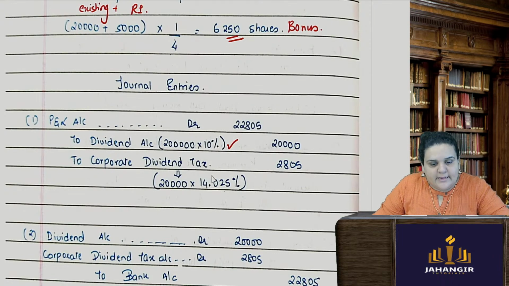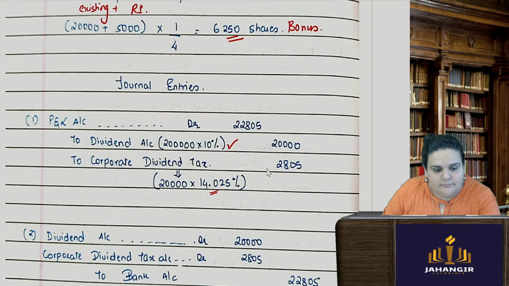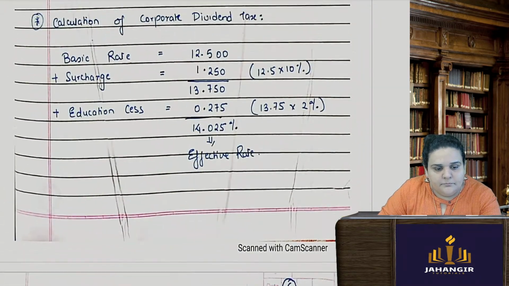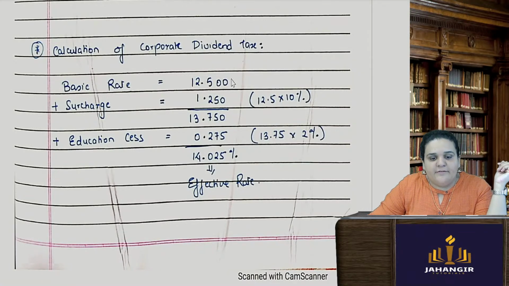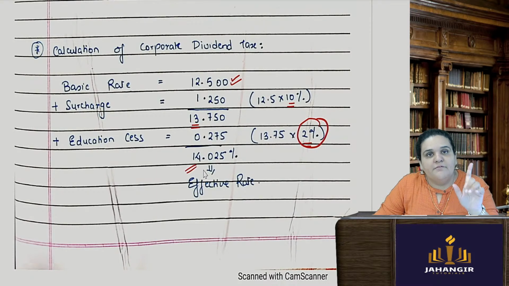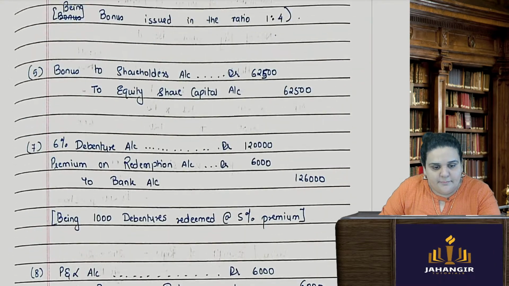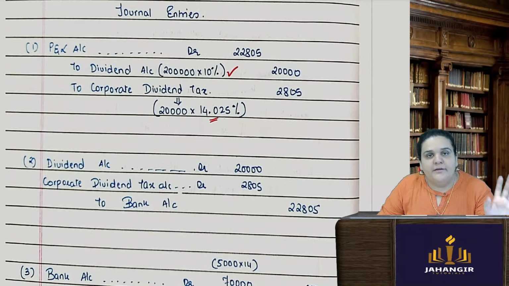And corporate dividend tax you will do at 14.025%. Now how did I get that? Okay, corporate dividend tax. The basic rate is given as 12.5%. Surcharge is 10%, 10% of 12.5. You add that, you get 13.75. Plus you will do the education cess on 13.75, 2% of education cess, and then add it. Your effective rate of corporate dividend tax will be 14.025.